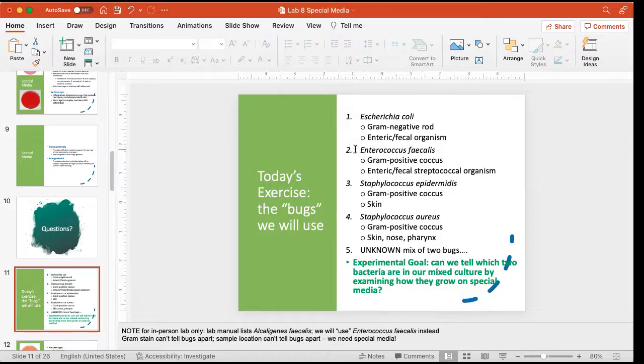Now, Enterococcus faecalis is a gram-positive coccus, as the name suggests to us. It's a coccus, but it's also an enteric fecal organism, just like E. coli is. Now, you'll sometimes hear Enterococcus called fecal streptococcus. I don't know why that started, but people refer to it as a streptococcus that lives in the feces. But it is actually a different genus. It's an Enterococcus, not Streptococcus. So these two organisms have where they live in common, but they are different types of organisms in terms of their gram status.